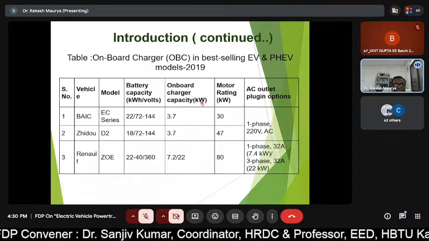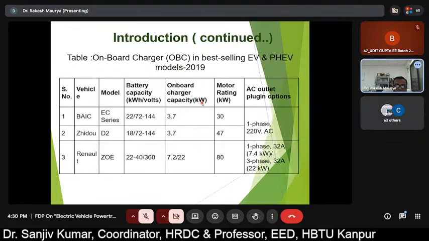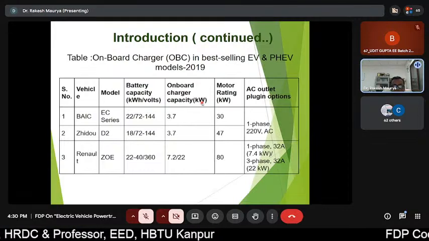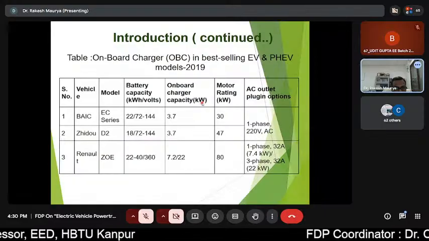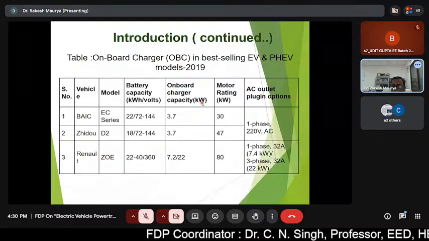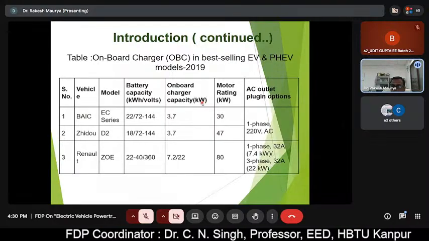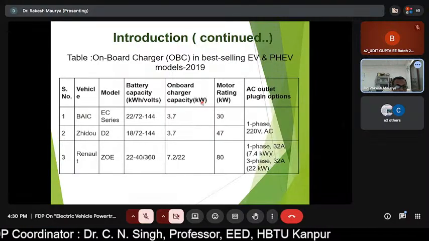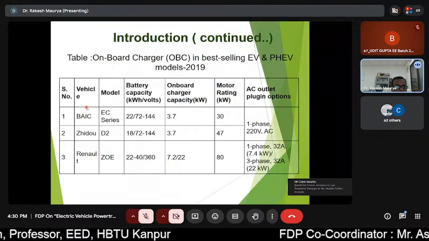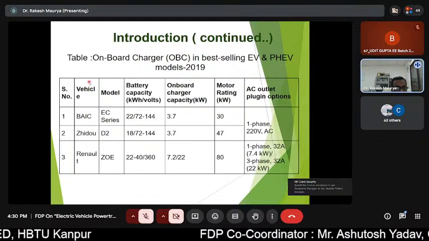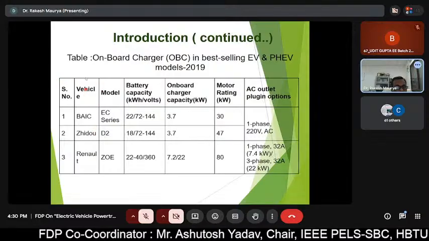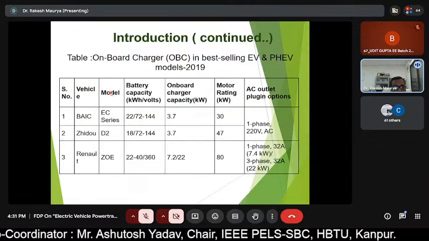Now, when you go for any design of the vehicle battery, you need to think about what the market is, what vehicles are available, what the ratings of the battery pack, converter size and motor size are, and what types of AC sockets are available worldwide. So, just for reference, if you look at any of the vehicle models, here are the first three, and the second as well.